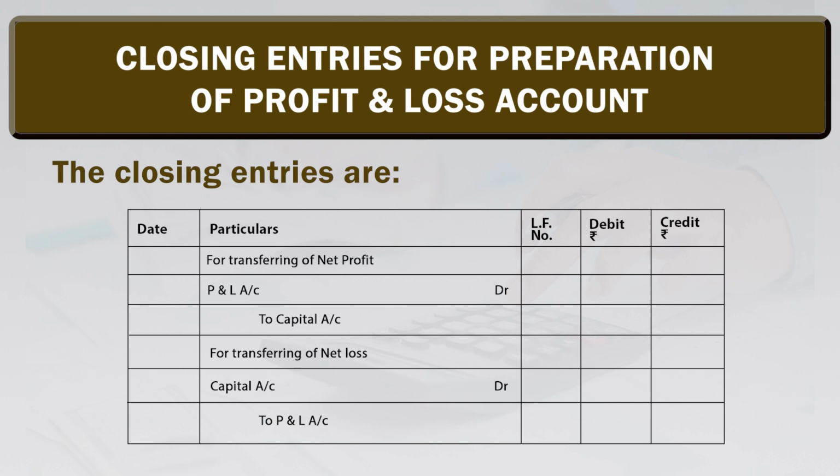Finally, friends, we will have either profit or loss in our profit and loss account. In case of net profit, we will debit profit and loss account and we will add this amount to the capital. It means it will be added to the capital. Then if you have loss, then capital account will be debited and profit and loss account will be credited.